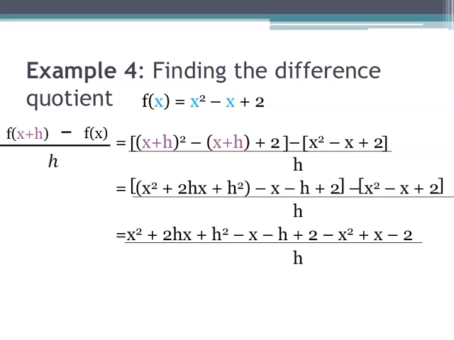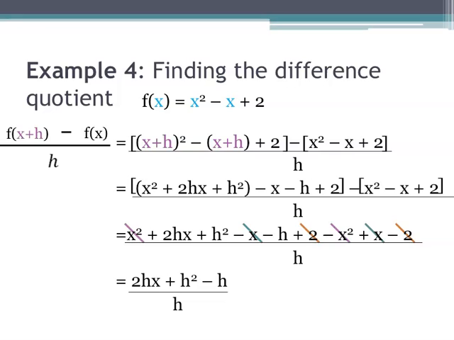And now you want to see what's going to cancel out. So we have an x squared and a minus x squared. We have x and a minus x. We have a 2 and a minus 2. So that leaves us with 2hx plus h squared minus h all over h.